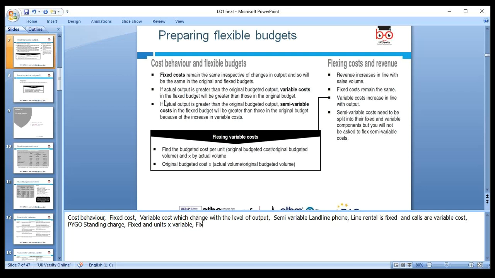Is fixed cost always fixed? No. Fixed cost is fixed up to the capacity. If we go beyond capacity, like we can seat 30 people in a room and we have 32, we need to hire one more room. So we call it a step fixed cost. A step fixed cost means my cost will go up to the next step, so I have to hire one more room.